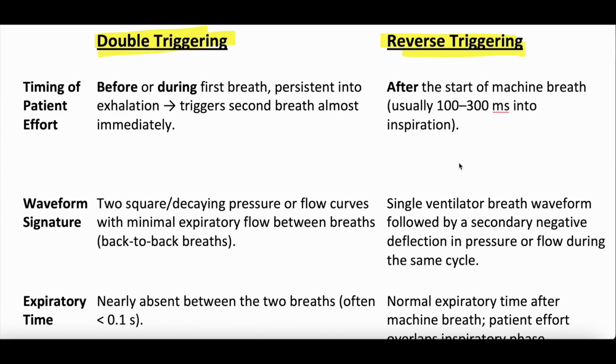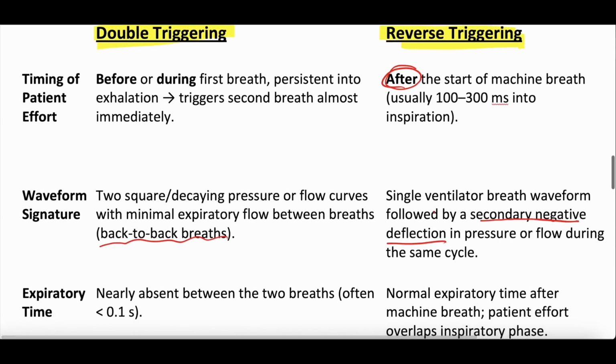Whereas reverse triggering, the ventilator gives the patient a breath, and after that breath is going in, the patient has this reflexive inspiratory effort. So it didn't precede the breath. The inspiratory effort started after the breath. Waveform signatures we're going to talk more about below. I'll read these out now, but then we'll dive more into it in a second. The waveform signatures for double triggering are two square decaying curves without much expiratory flow between breaths. Again, we'll draw it out and talk more about it. Whereas reverse triggering is the single ventilator breath waveform followed by a secondary negative deflection, which I'll draw out for everybody.